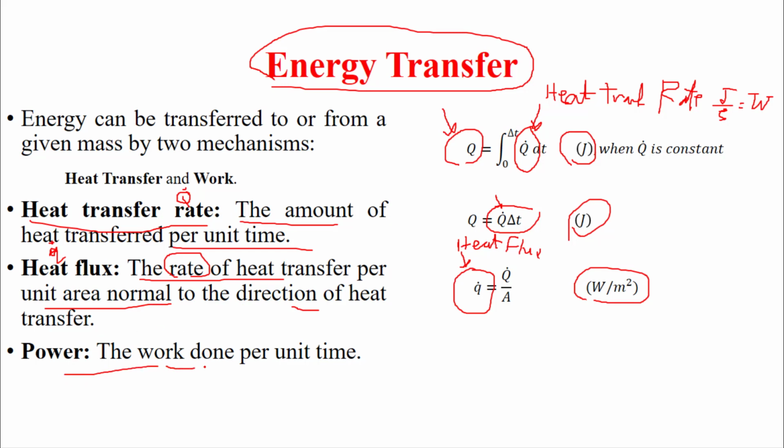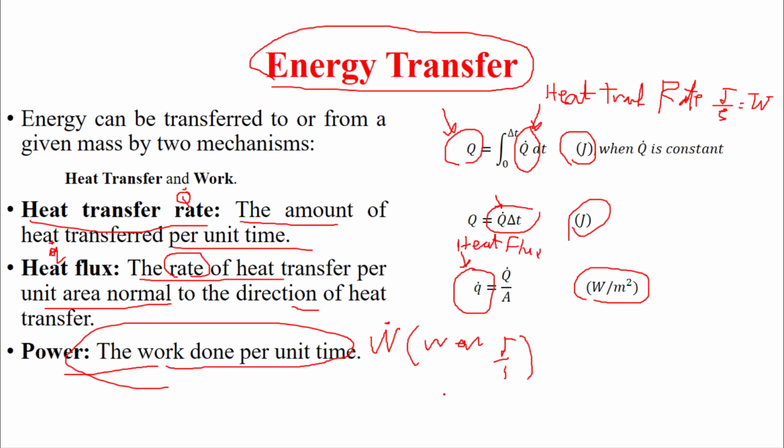Power is the work done per unit time, its symbol is W dot, and its unit is watt, or joule per second. So energy can be transferred to or from a given mass by two mechanisms, either heat transfer or work.